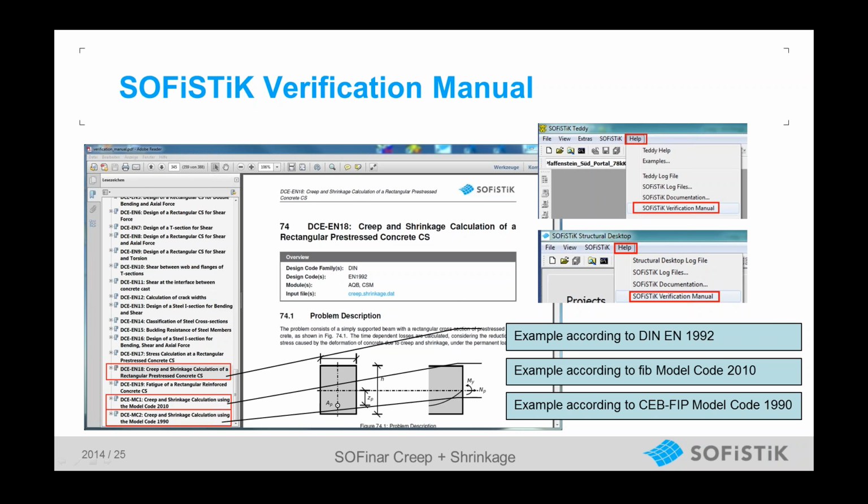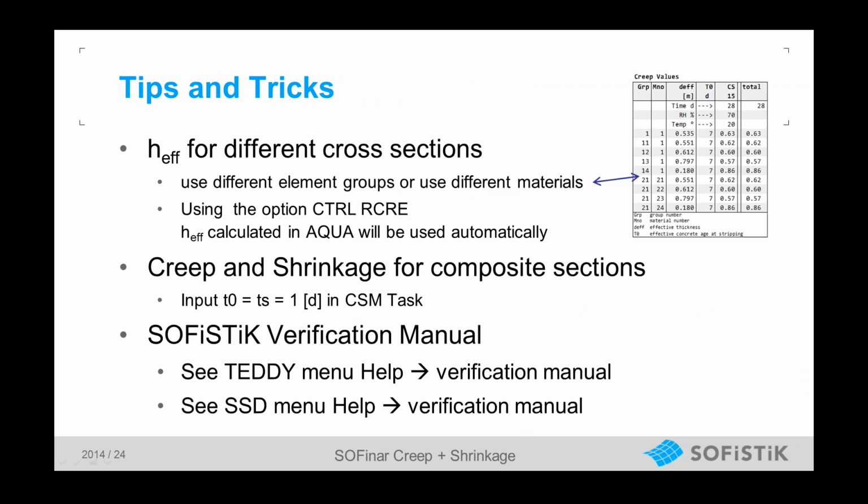In the verification manual, you always see on the top a small overview, and if you click on the creep and shrinkage.dat, these files are linked directly, so you will find the files right away. So just going one slide back, I just want to point out a few tips and tricks which is very important for your understanding.